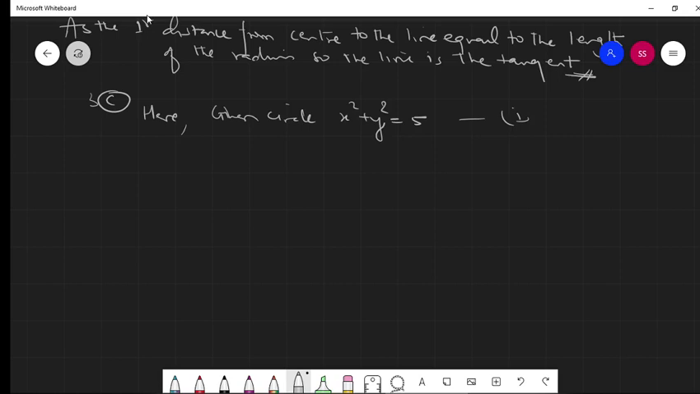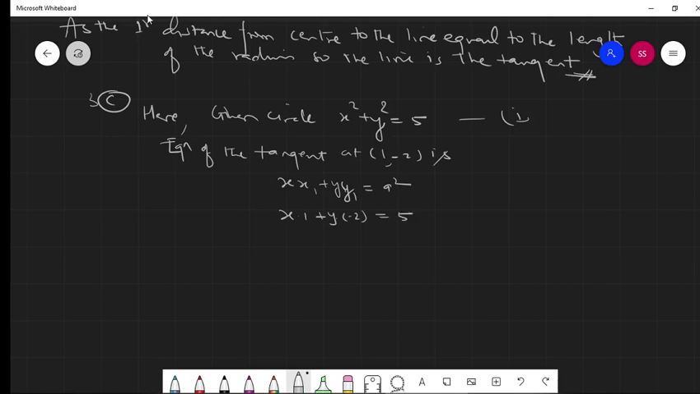The tangent to the circle at the point (1, -2) also touches this circle. Given circle is this. Equation of the tangent at (1, -2) is x x1 plus y y1 equal a square. So x into 1 plus y into minus 2 equal 5, x minus 2y equal 5. Then what is y? y is (x minus 5) by 2.